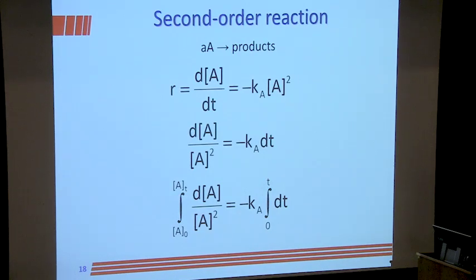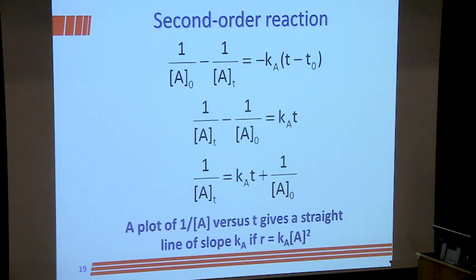Okay? So the integral of x to the n is x to the n plus 1 over n plus 1. So if we integrate that, we have 1 over the concentration of A at time 0 minus 1 over the concentration of A at time t is equal to minus k times t minus t0. And we rewrite this, so we have 1 over A at t minus 1 over A0 is equal to plus kt. So we then write 1 over the concentration of A at any time is equal to 1 over A0 plus kt. y is equal to mx plus c.